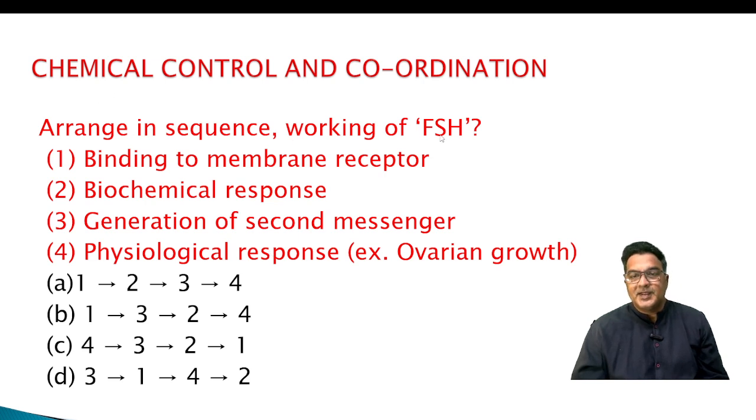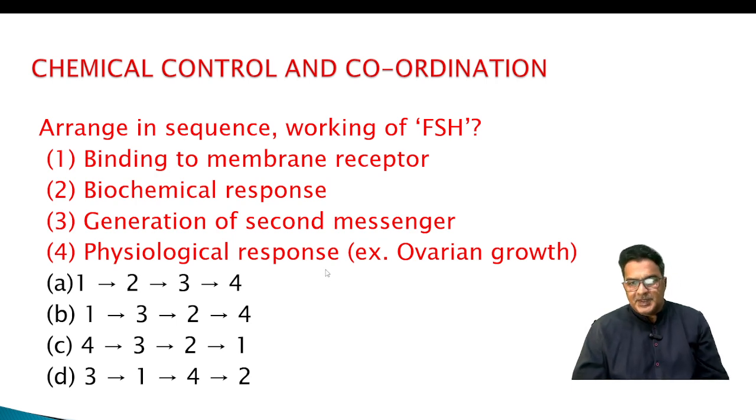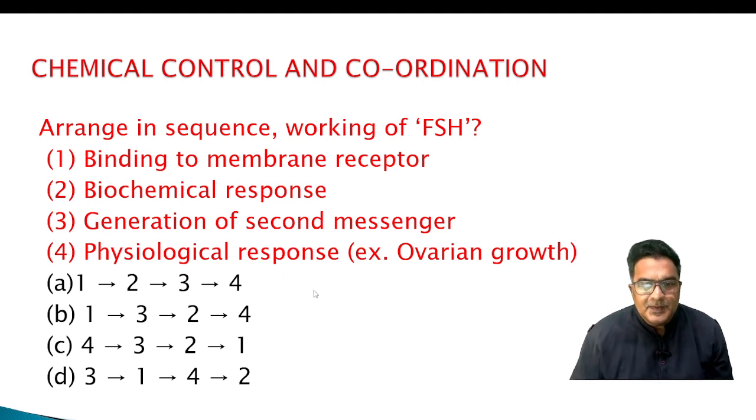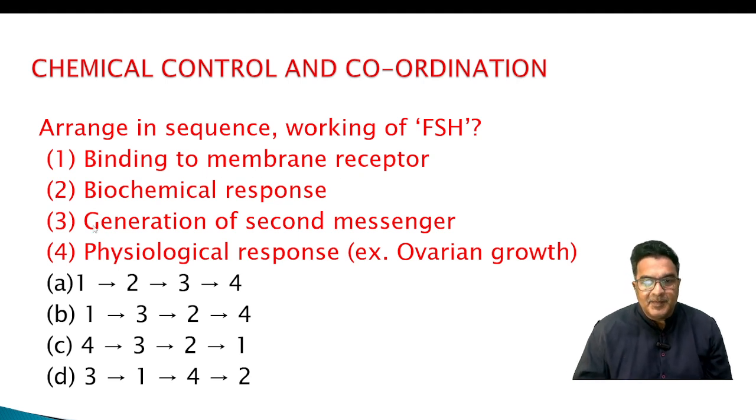Arrange in sequence the working of FSH, follicle stimulating hormone: binding to membrane receptor, biochemical response, generation of second messenger, physiological response, ovarian growth. So, where should we start? It's a membrane-bound receptor, so binding to the membrane receptor. FSH binds with the membrane-bound receptor. That means 1 and 1. Here we have options A and B. So then we should start from here.